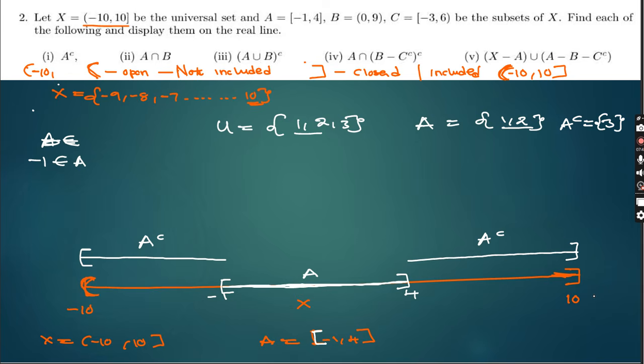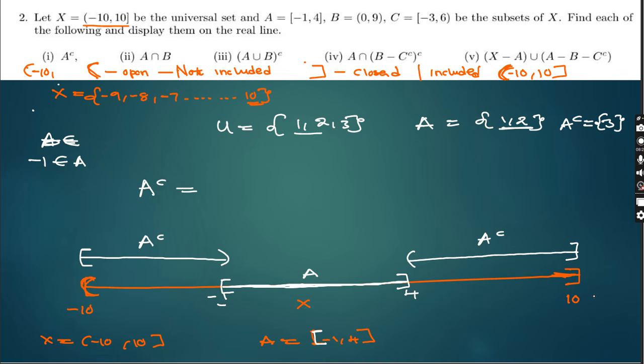So this is the trick part. When we have -1 in A, it's not going to be part of A complement. Just the way we have 1 and 2 here, it is not part of the A complement. So since -1 is part of A, it's not going to be part of A complement. And to show that it's not part of A complement, we're going to use this bracket here to show that it's not part. So the same applies to 4. Since it's part of A, it's not going to be part of A complement. This is how you show sets on the number line.